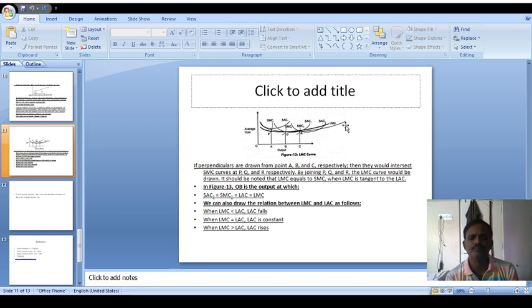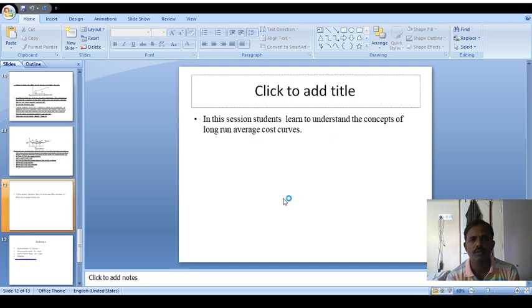When LMC is lesser than LAC, LAC falls. When LMC is equal to LAC, LAC is constant. When LMC is greater than LAC, LAC rises. This is very, very important.